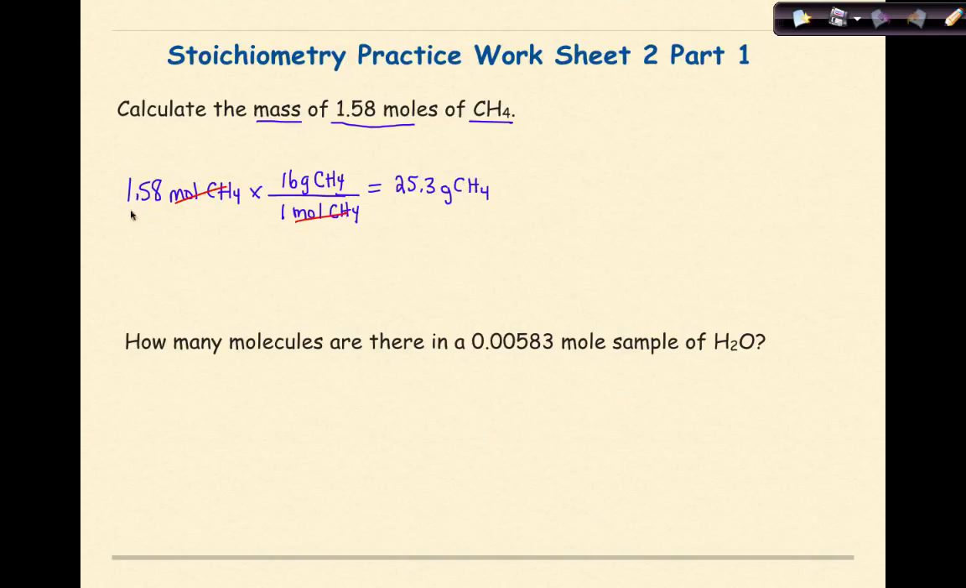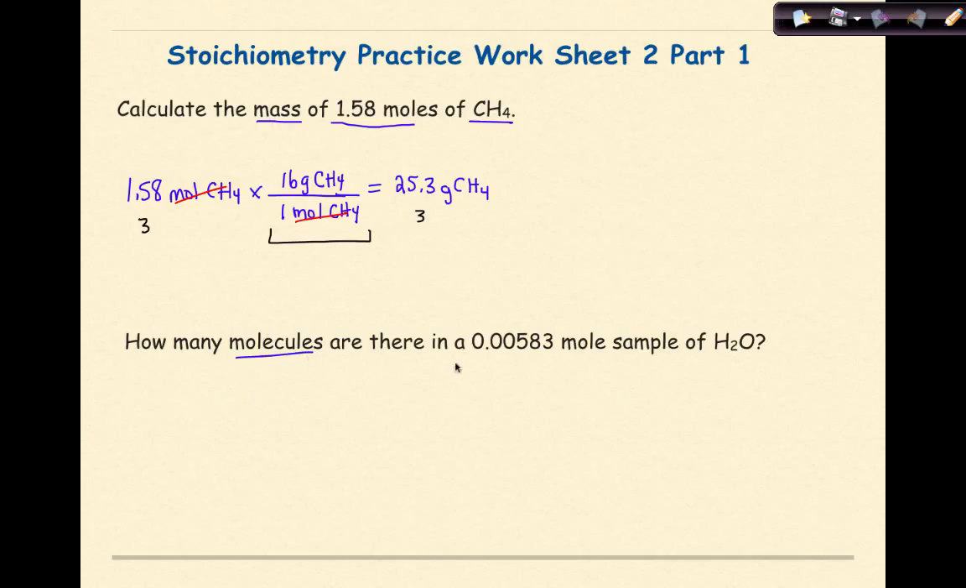I can look at my given, the 1.58, and see that there are 3 significant figures here, which means my ending answer should also have 3 significant figures, which I do see right here. The 2, the 5, and the 3 are all significant. Remember that these numbers right here, as part of the conversion, are known as exact numbers, and we don't take these into account when we're trying to figure out significant figures at the end of our problem. Let's look at the next problem.